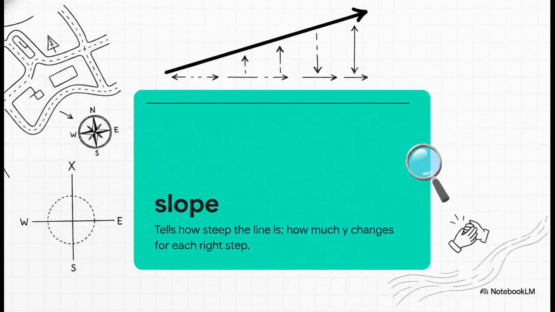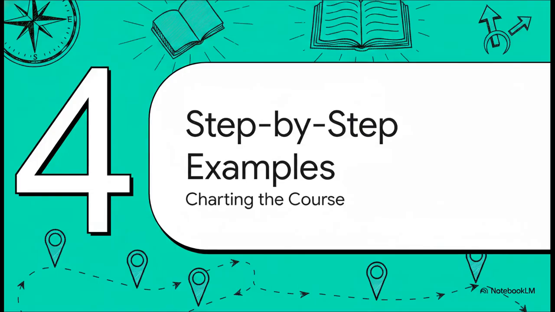It tells you how steep your line is, specifically how much y goes up or down for every single step x takes to the right. Section 4, step-by-step examples, charting the course. Obviously, the best way to master these tools is to actually put them to work. So let's look at 2 specific examples and see our new compass and starting pin in action.